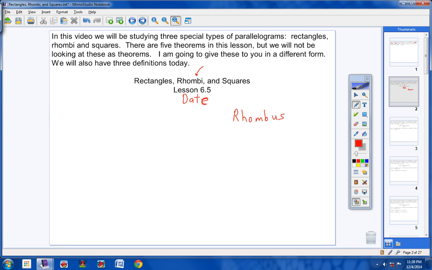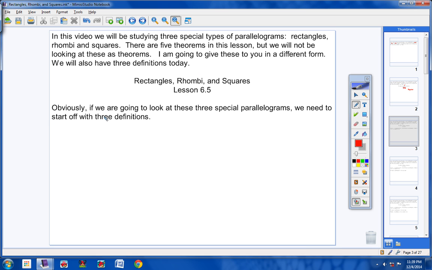Alright, let's continue on. Now, obviously, if we are going to look at these 3 special parallelograms, we need to start off with 3 definitions, okay? So here they are. You are responsible for these, so please write these down. If I go too fast, just pause the video. Here we go. Number 1, what is a rectangle? A rectangle is a parallelogram.